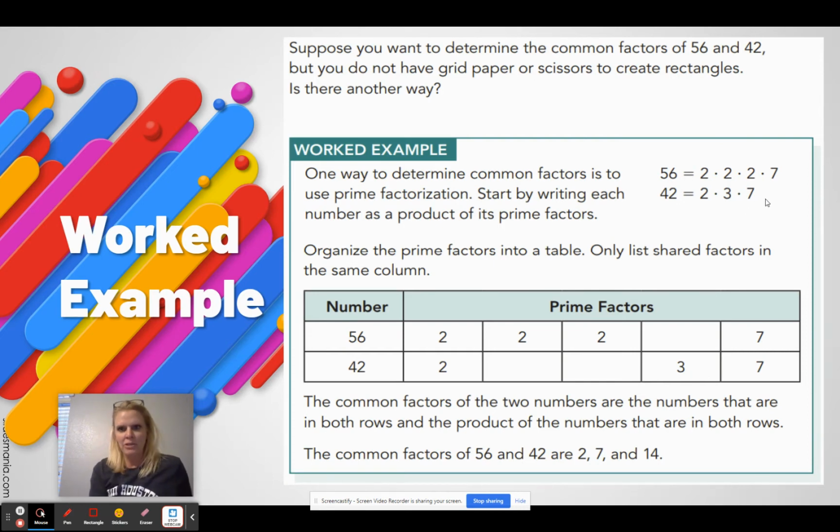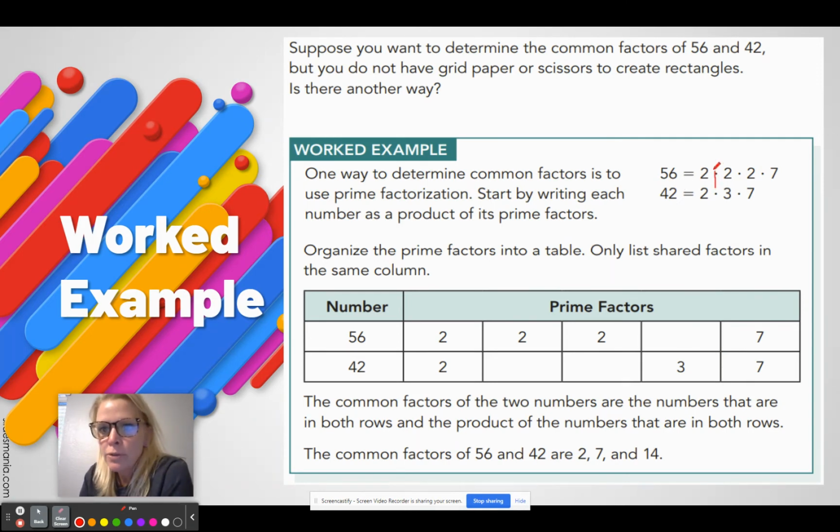Now, you guys know how you can go back and check that, right? You can just multiply it out. That way you can see 2 times 3 is 6, and 6 times 7 is 42.